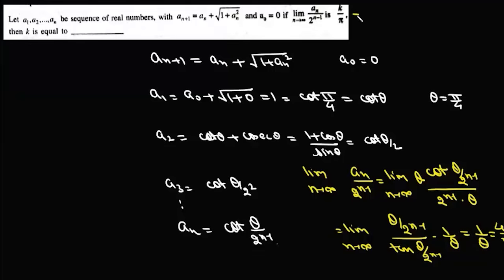We are given that this limit is equal to k upon pi. So the value of k in this is simply 4, and that is the answer to this question.